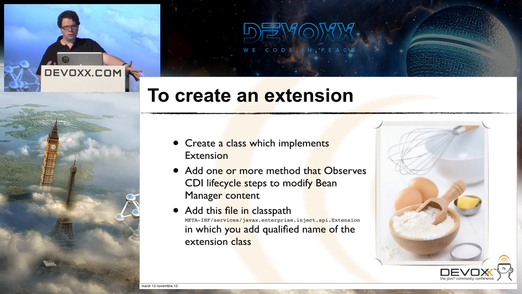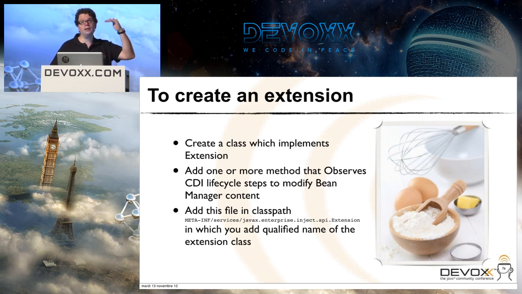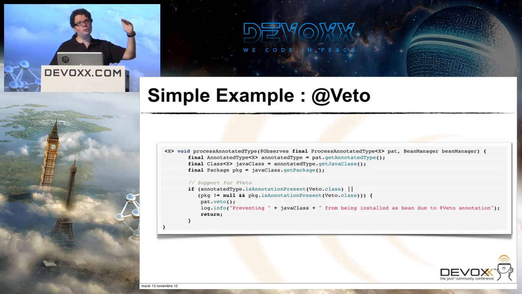So to create an extension, we'll go very fast on that. You have to implement an interface, and you have to declare it in a specific file. And you have to add some methods that observe one of these events. Okay.